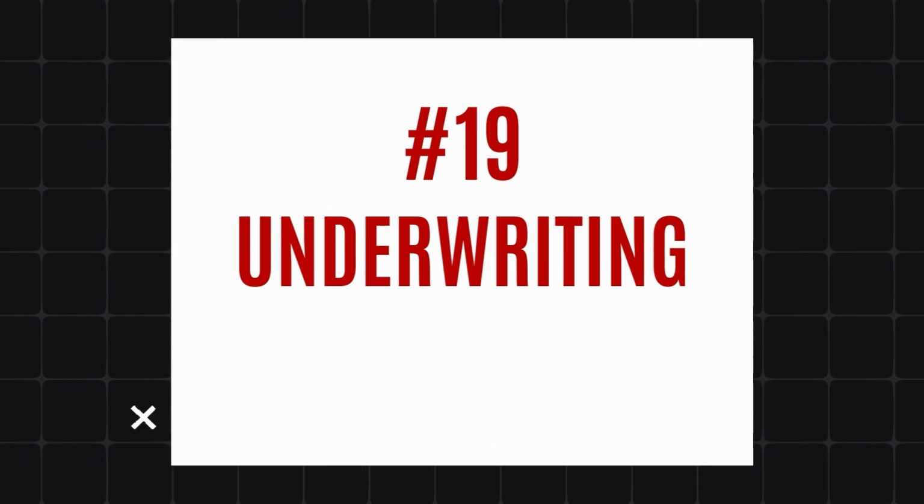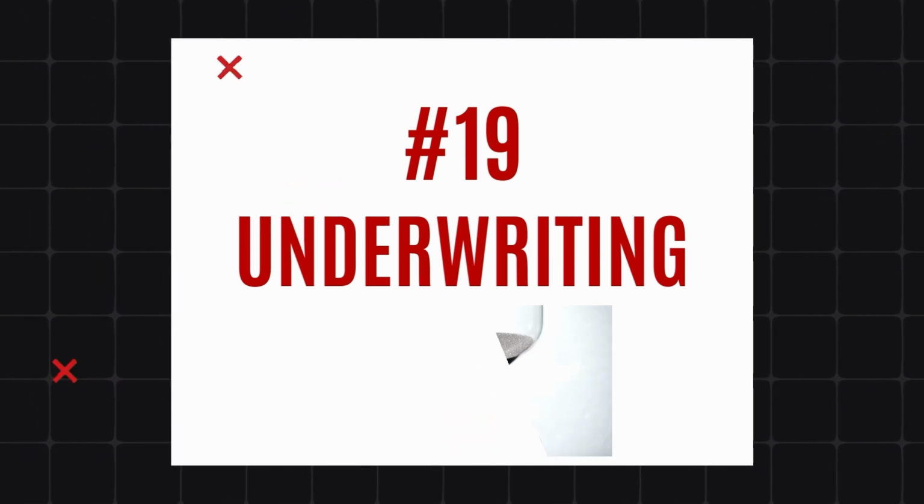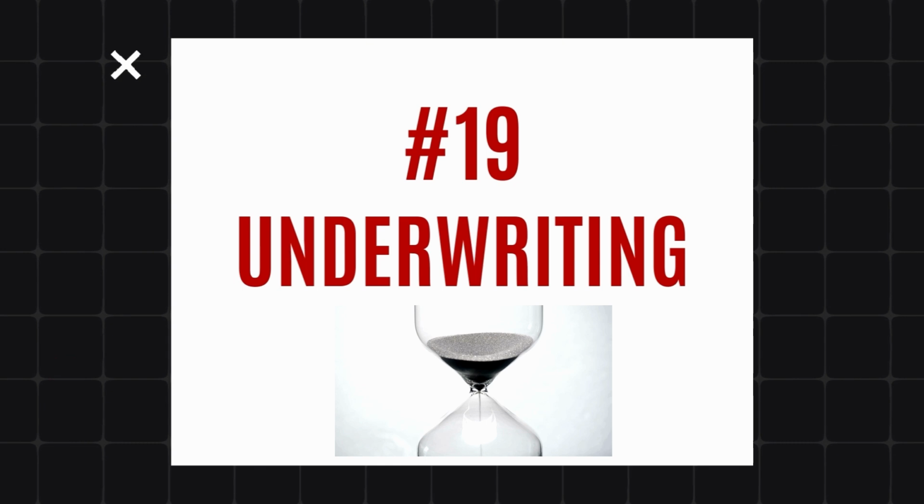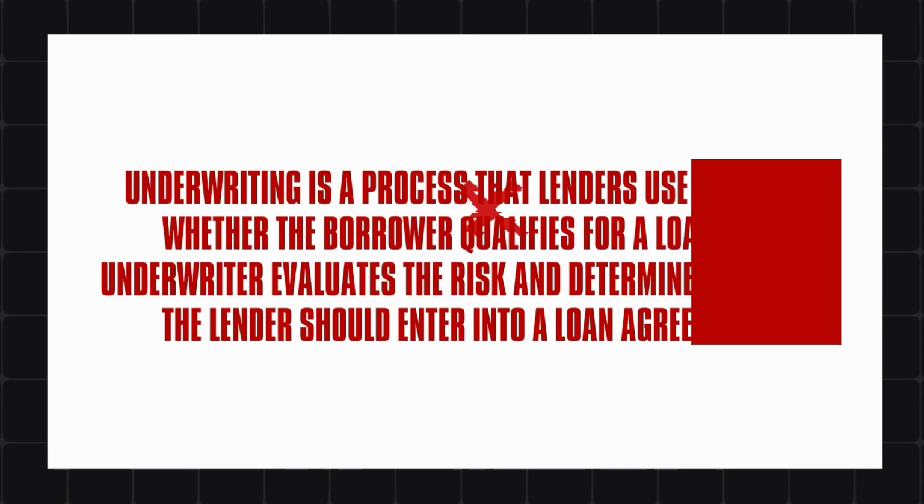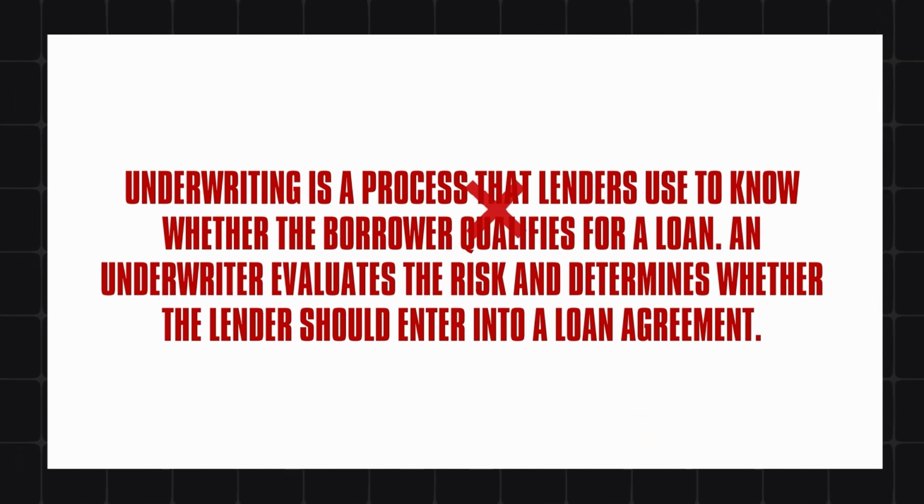Here we go, switching gears to the next word. Underwriting. Ready to take a guess? Let's do this. Underwriting is the lender's process of assessing a borrower's eligibility for a loan. An underwriter analyzes the risk and decides if it's wise for the lender to approve the loan. Don't worry, a simple term is coming your way.